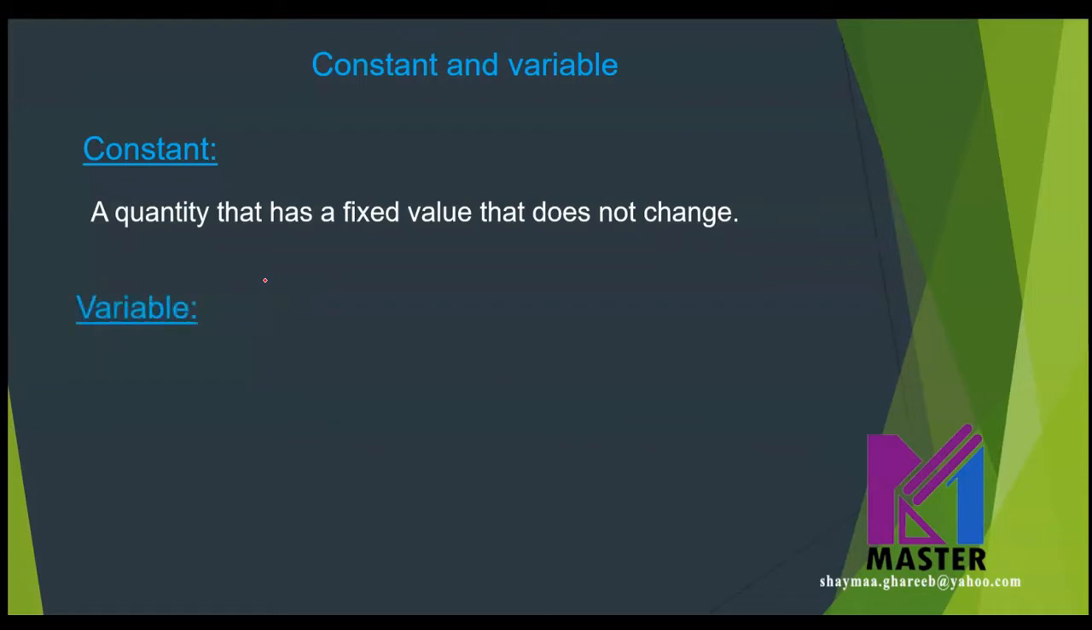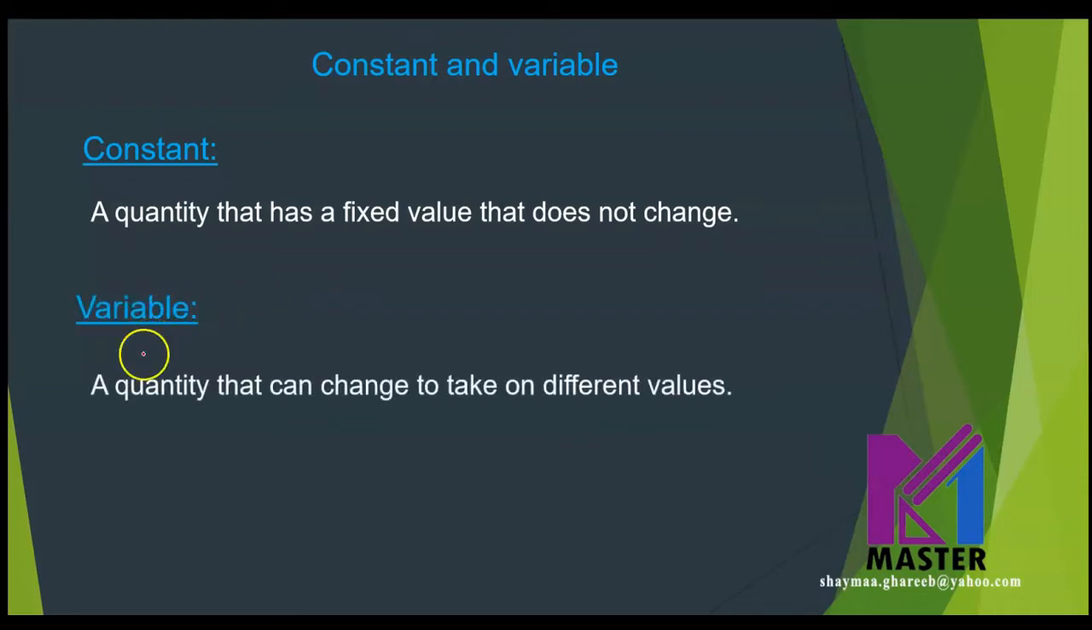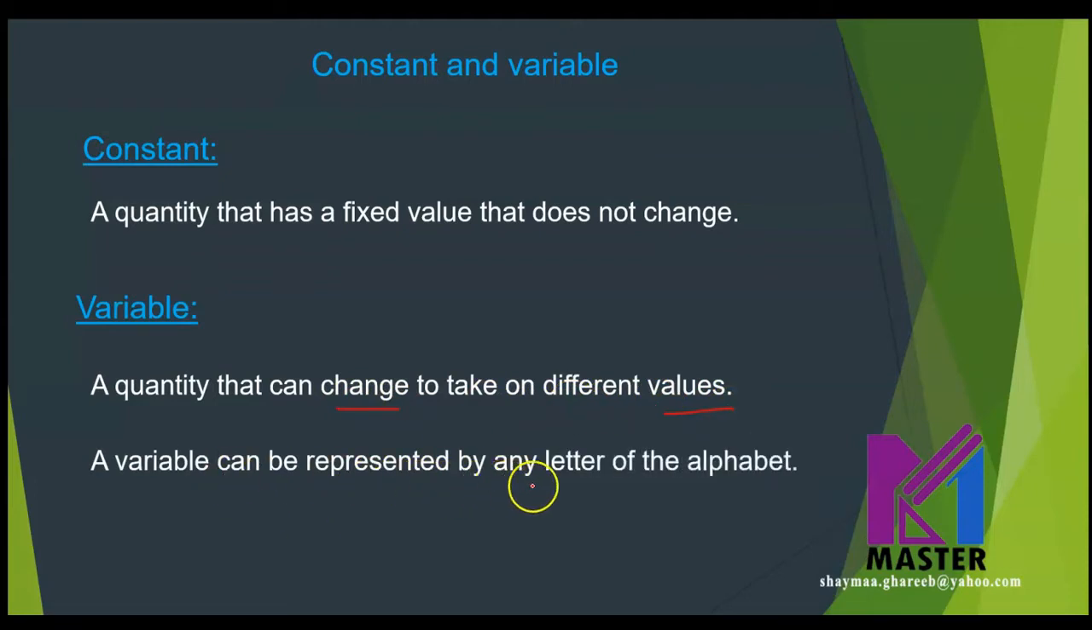Now, let's talk about variable. What does it mean? A quantity that can change to take on different values. A variable can be represented by any letter of the alphabet. Which means the variable is a number, but I don't know which number it is. It could be any letter in the alphabet. It could be A, B, C, X, Y, Z, S, M. So when I see a variable, which is a letter, I don't know its value. I don't know which number exactly it is.